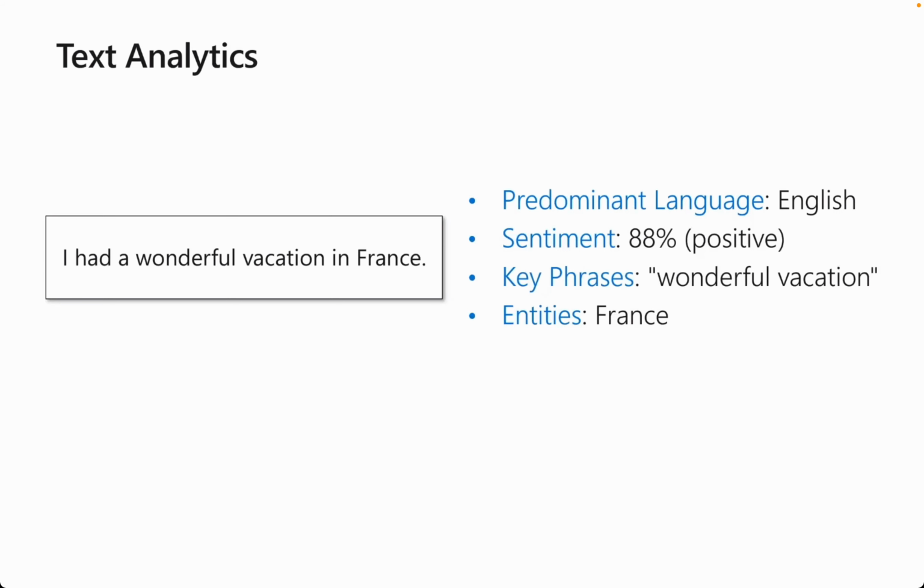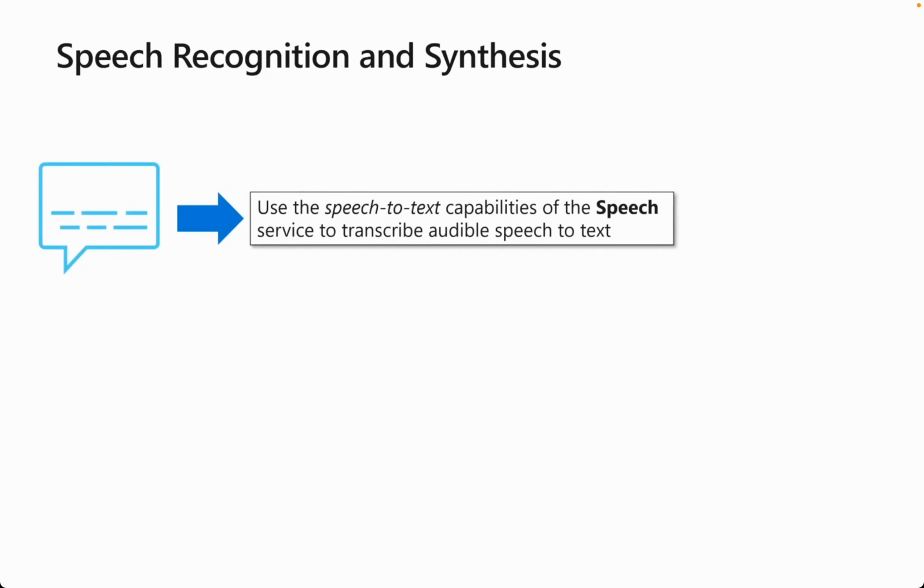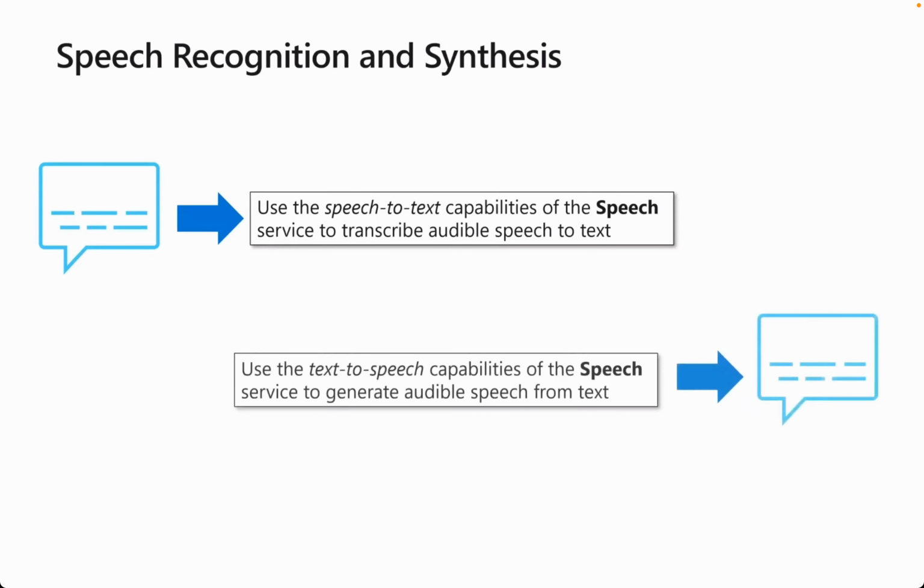Now, when we're looking at speech recognition and synthesis, it's a bit different. The speech service provides a speech-to-text API that you can use to implement text recognition functionality. And this service supports text transcription in more than 60 languages. And conversely, the text-to-speech API can synthesize audible speech from text, with the option to specify regionally appropriate voices for human-like pronunciation. That's the other option. So that's really speech recognition and synthesis.